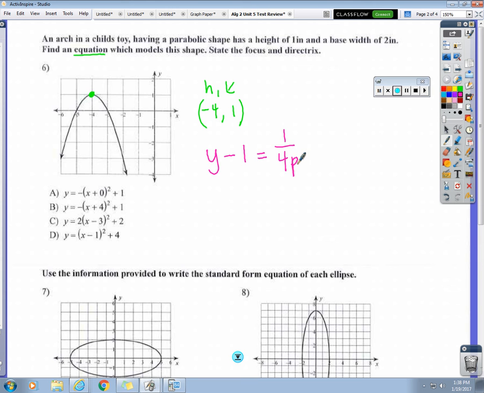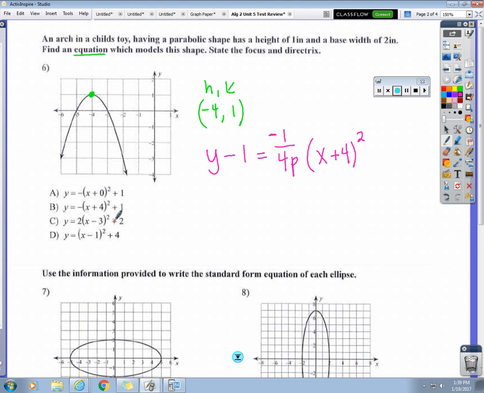But right now we don't know the p value because did they plot the focus for us or give us the focus's coordinates? No. But the only thing we do know about this value is it's going to end up negative because it's opening down. And then after that, x minus your h, which is a negative 4, so won't that become x plus 4 squared? So now let's start narrowing it down.